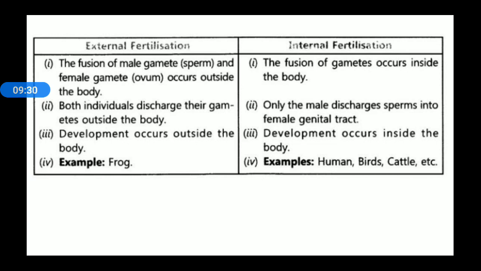Now what are the examples? The first example of external fertilization is frogs and fishes. Fishes also show external fertilization, but in internal fertilization, the examples are humans and birds and some cattle. So in humans, internal fertilization is there.